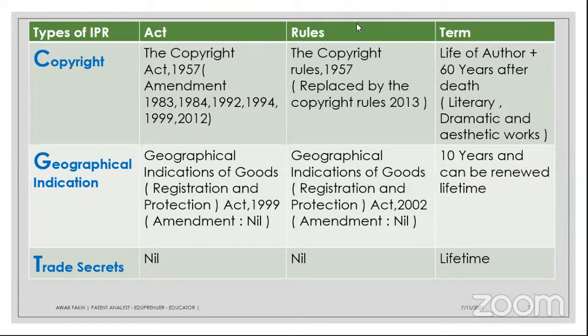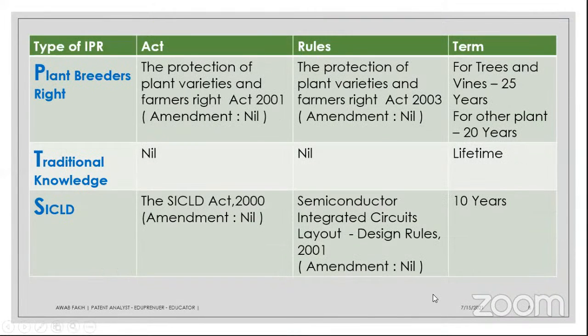Let's go further. Next one is plant breeder's right. It has been divided into two categories. One is trees and vines, which is for 25 years, and any other plant except trees and vines comes under 20 years. Next is traditional knowledge. Again, no act, no rules, the term is for lifetime.